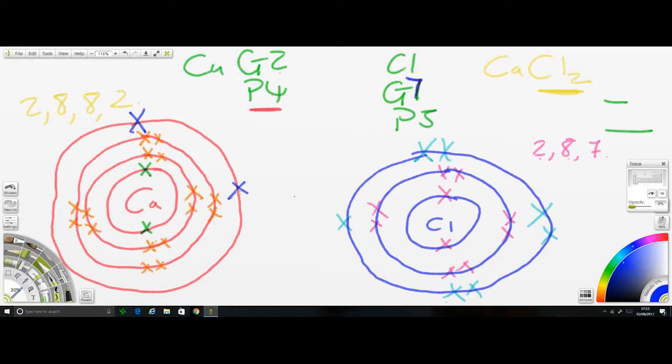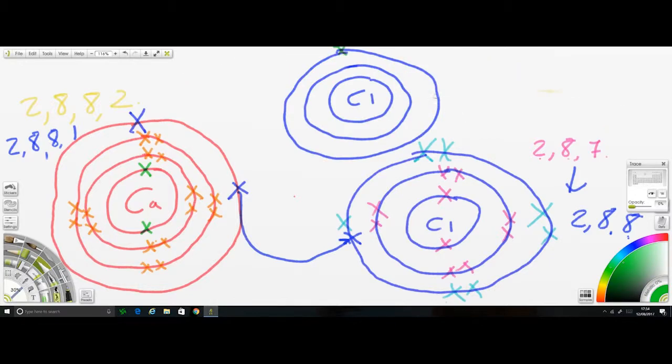So this electron is going to move from the metal to the non-metal, right? So that's that. Now can you see that this has gone from 2, 8, 7 to 2, 8, 8? It's got a full outer shell. Now this has gone from 2, 8, 8, 2 to 2, 8, 8, 1. It's still not a full outer shell, so it still needs to get rid of one other electron, which means that we need another chlorine.